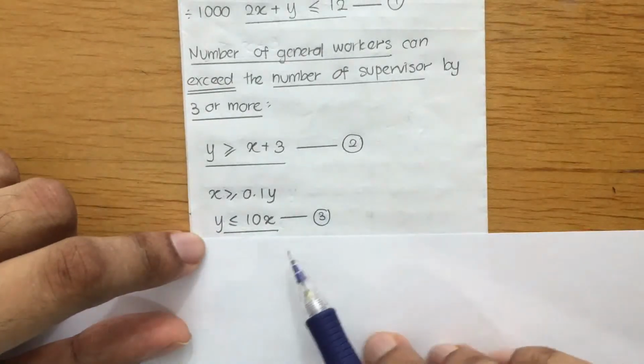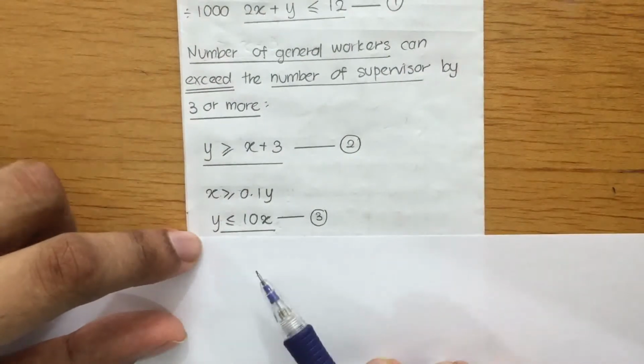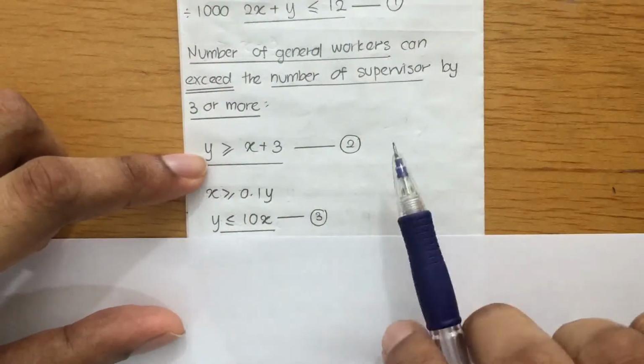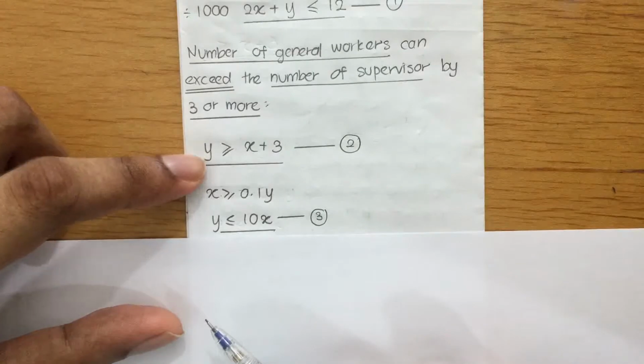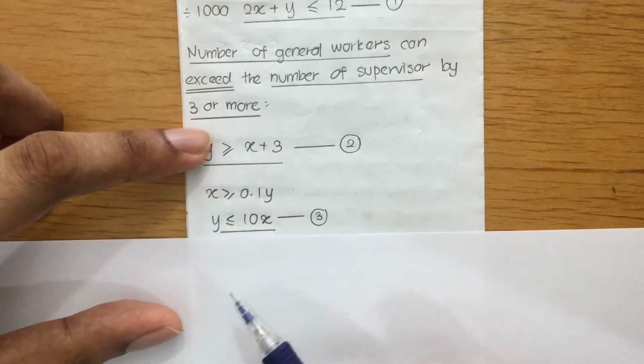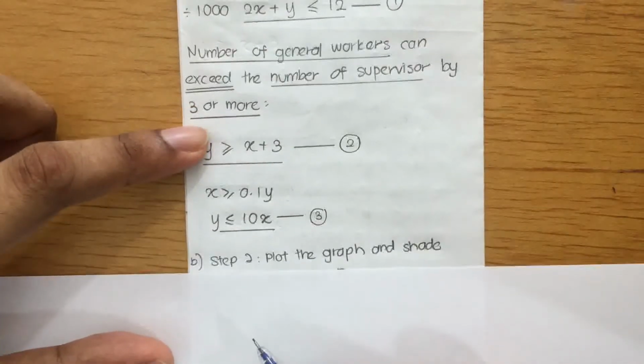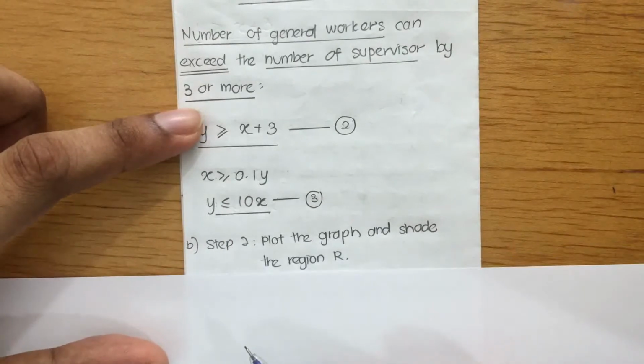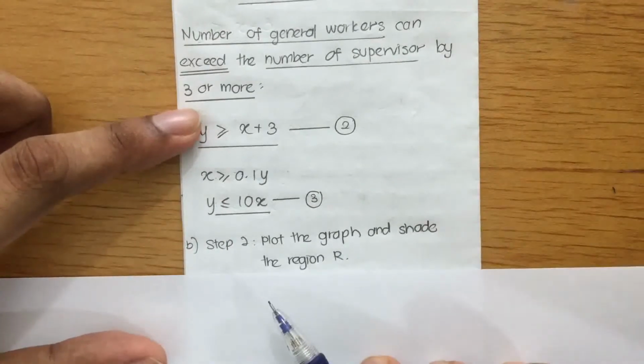Okay, we have already got all the three constraints, guys. So this is our step 1. Once you've identified step 1, the next step, you should know by right now. What you do is you plot the graph and shade the region R. Okay, so this is your second step.